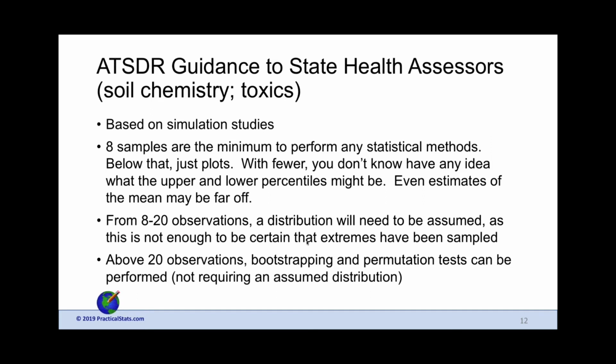Here's another guidance document. This is from the ATSDR, out to State Health Assessors. I don't think it's in print yet, it's fairly new. And they based it on some simulation studies that they recommend that if you have 8 samples or fewer, don't bother to do statistics. You can do some plots. You could probably compute a mean of the 8 values, though you don't really have a good idea of how good that mean is. You're not going to be able to compute a standard deviation that's reliable, and so you're not going to be able to compute confidence intervals on that mean. You're not going to be able to compute percentiles, at least the extreme percentiles that people are usually interested in, like the 85th, the 90th, the 95th, 99th. None of those you're going to get good estimates for.